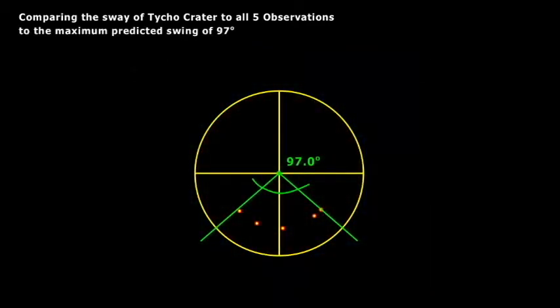All right, so now I'm comparing the sway at Tycho crater in all 5 observations to the maximum predicted swing of 97 degrees, and that 97 degrees is the sum of the 2 complementary angles, 48.5. That gives you 97, all right? And there's the Tycho dots throughout the night, okay? Here's my 5 observations where Tycho is relative to each of those observations, all right?